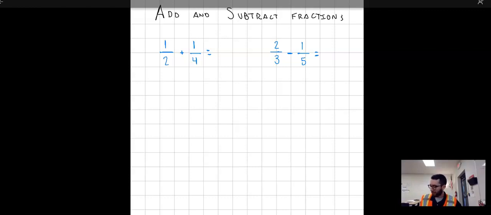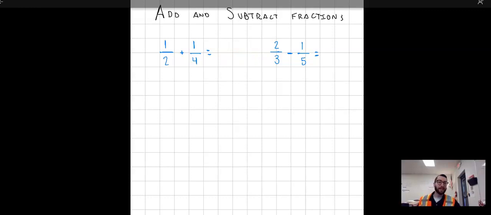So with multiplying fractions, you just kind of multiply across. A big mistake I see students make is they go in and go, well, 1 plus 1 is 2, and 2 plus 4 is 6, so this is 2/6, or 1/3. That is not correct. With fractions, you cannot just add straight across.